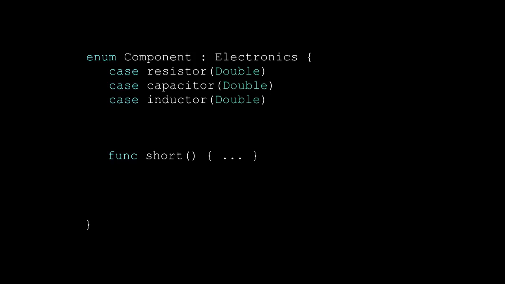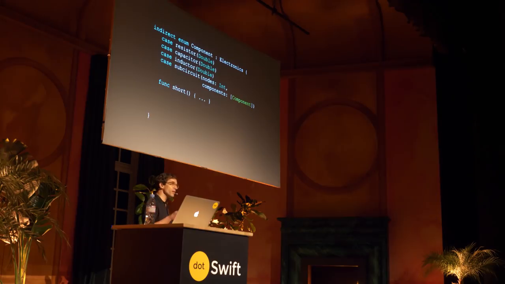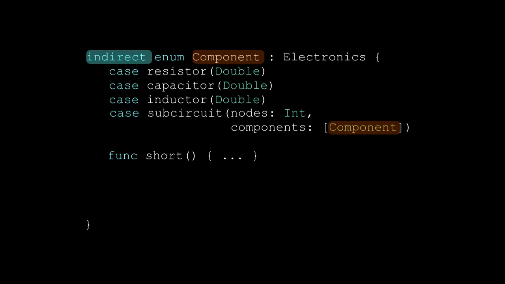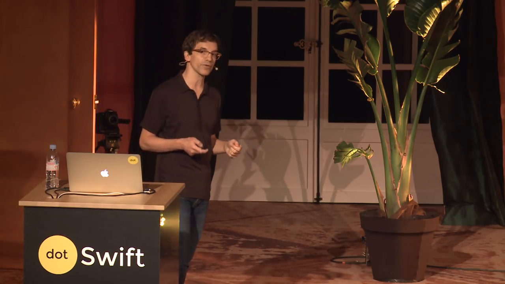You can even make the enums conformant to a protocol. In this case, we're saying that electronics objects have to be shortable for some reason. And you can extend them to be recursive even. So in this case, we have a subcircuit that can be a collection of components. And if you use the indirect keyword, this adds an extra layer of indirection to the compiler, making this possible. And all of a sudden, now you have some way to store a very rich set of data.